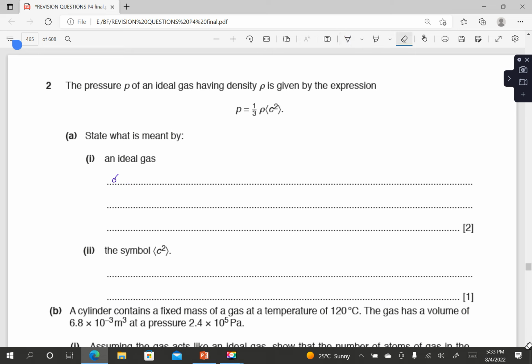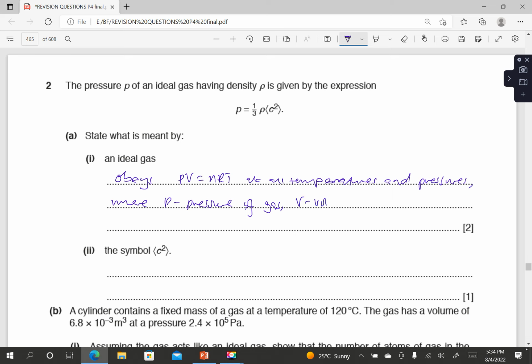My handwriting is very bad these days. So obeys PV is equal to nRT at all temperatures and pressures, where P is the pressure of the gas, V is the volume of the gas, T is the absolute temperature, and nR is a constant.